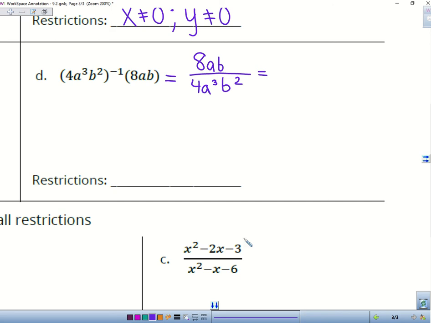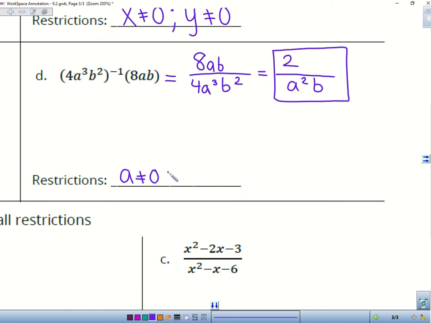Alright, moving on. How many times does 4 go into 8? 2. Good. A divided by, well, this is going to become a to the, and then this is going to become just a b in the denominator, right? And what are my restrictions? 0. 0 and 0. On both.